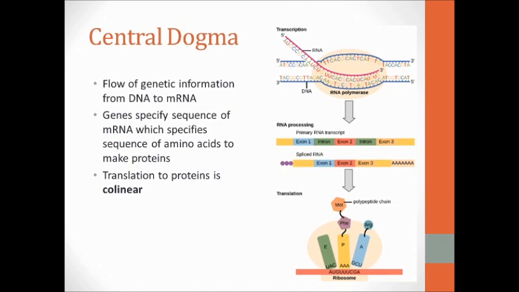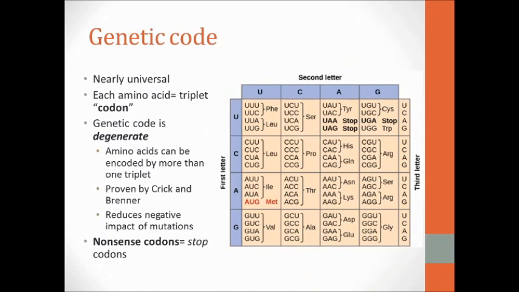So, the central dogma of genetics. We're talking about the flow of genetic information from DNA to mRNA. Essentially, the creation of RNA from DNA to make proteins. Genes will specify the sequence of mRNA, which specifies the sequence of amino acids to make proteins. The translation of proteins is collinear and systematic, meaning that specific nucleotide bases pertain to specific amino acids.